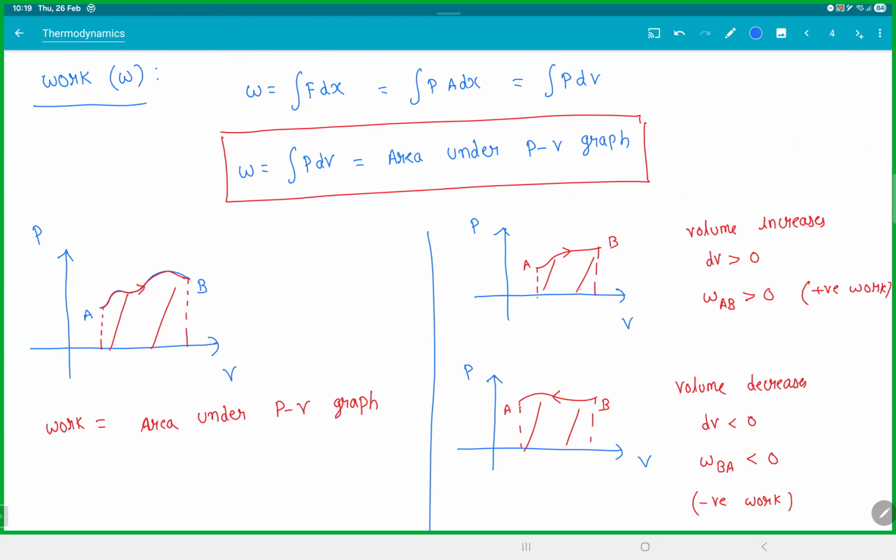All clear with this? So that arrow is important. Any doubts on this?